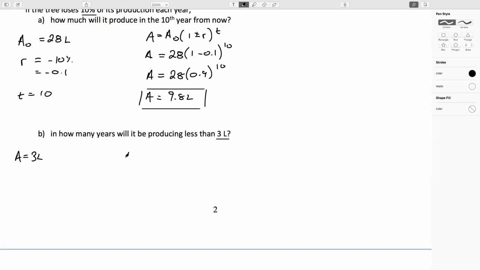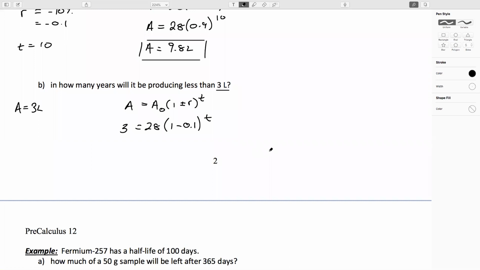So we can go use our formula. A equals A naught times 1 plus or minus R to the power T. And if we plug in what we know, A is going to be 3 equals 28 times 1 minus 0.1 to the power T. We can simplify this a little bit. What I'm going to do is just simplify my brackets.